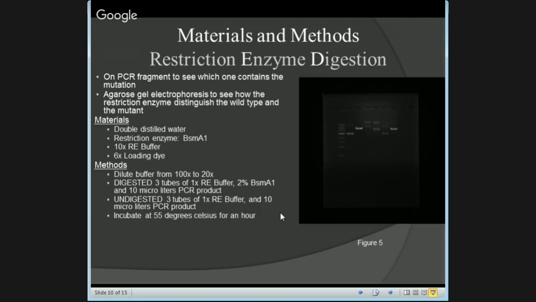So we diluted the buffer from 100 to 200, and then we digested 3 tubes with the buffer and added the 2% of the BsmAI and 10 microliters of the PCR product. Then we got another 3 tubes, which were labeled undigested, and we used the buffer and just 10 microliters of the PCR product. We incubated that at 55 Celsius for 1 hour.